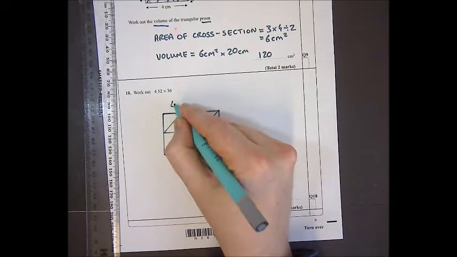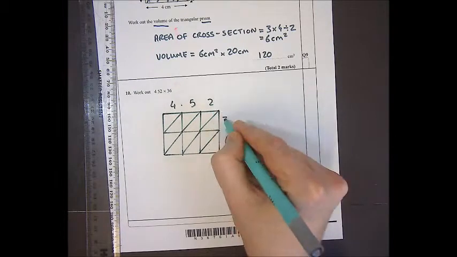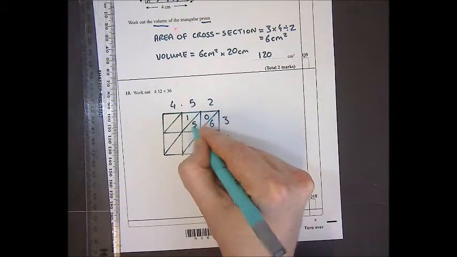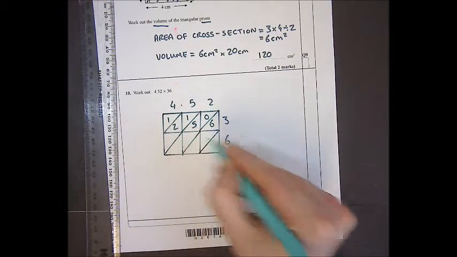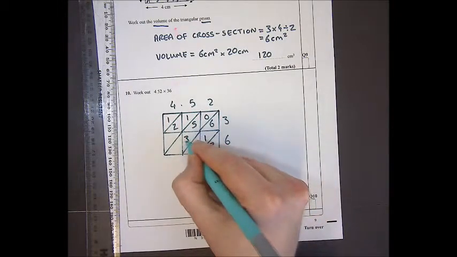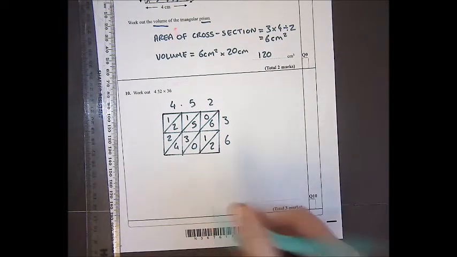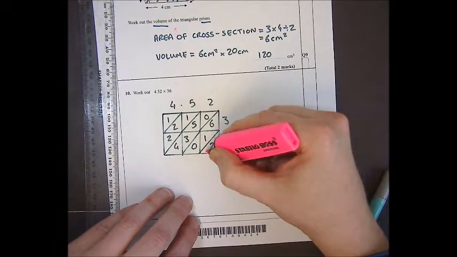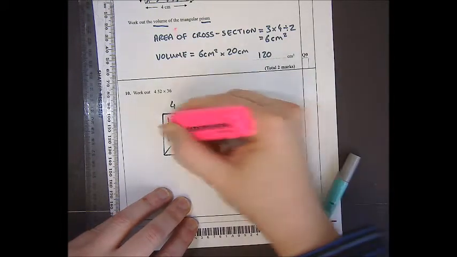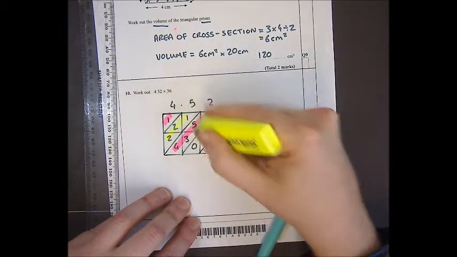So we've got 4.52 times 36. 2 times 3 is 6, 5 times 3 is 15, 4 times 3 is 12, 2 times 6 is 12, 5 times 6 is 30, 4 times 6 is 24. We are going to add up all the different columns. I say columns, diagonals, so it's those 3 diagonals and those 2 diagonals.